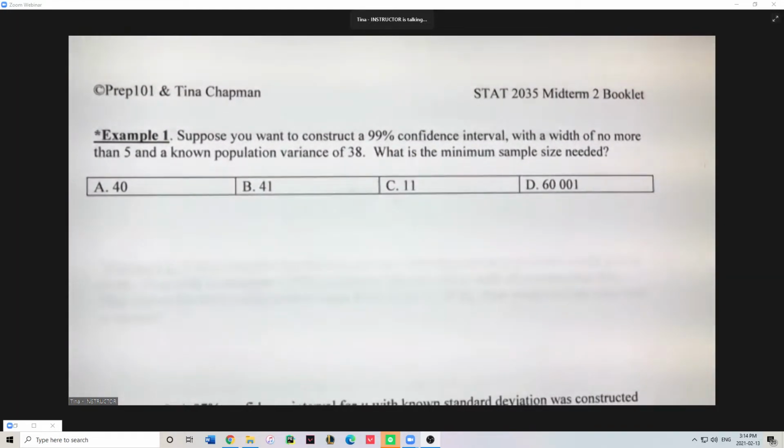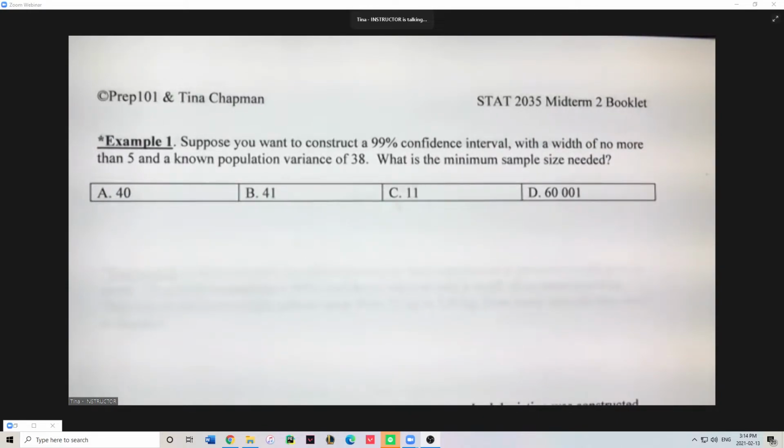Okay, so suppose you want to construct a 99% confidence interval with a width of no more than 5 and a population variance of 38. What is the minimum sample size needed? Okay, so write down for me what you know from this question so far. Write down what you know.